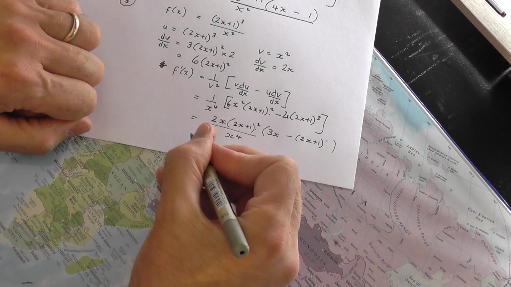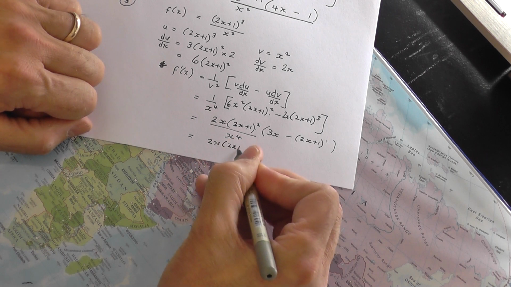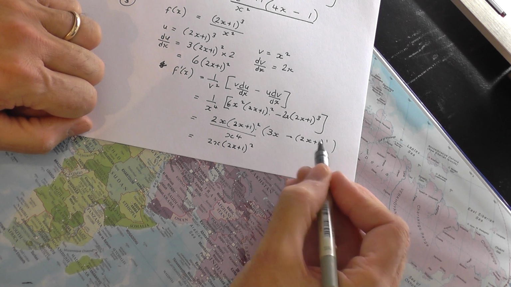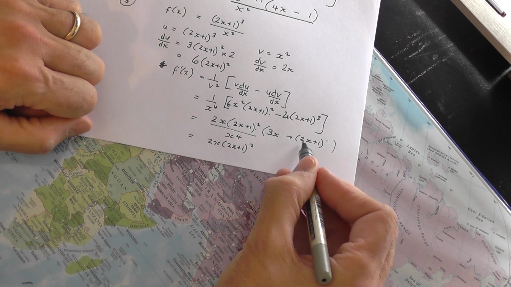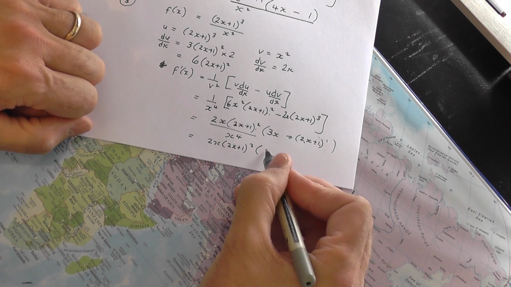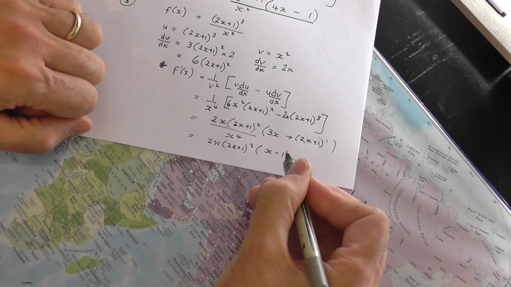And now finally just tidy this up. 2x, 2x plus 1 squared, and then if I'm taking away this bracket, that is the same thing as 3x, take away 2x, take away 1. Make sure you multiply out both these terms by the minus. 3x take away 2x is 1x, and then minus times the plus 1 is minus 1.